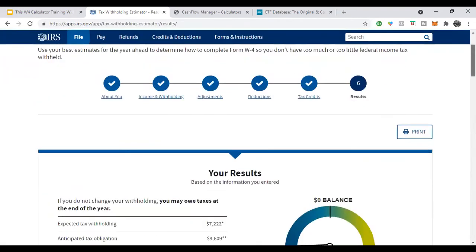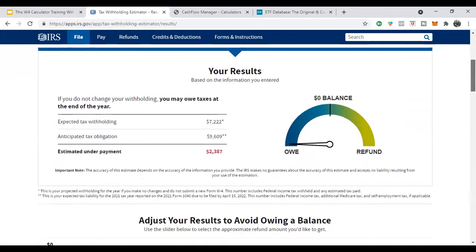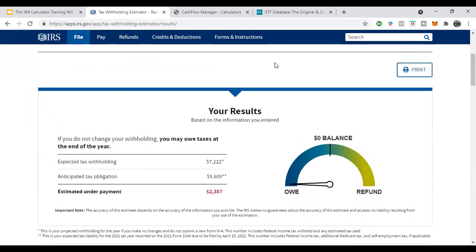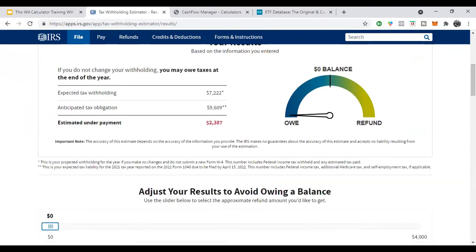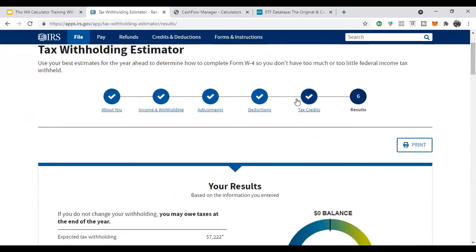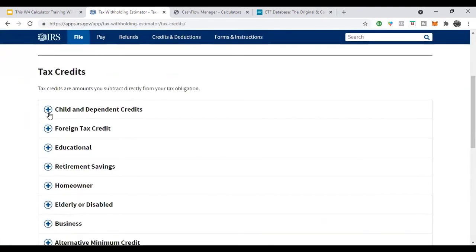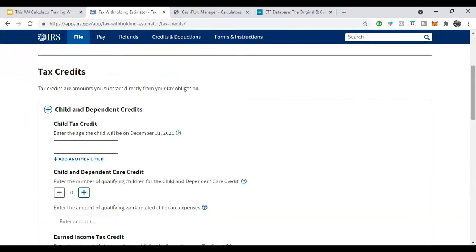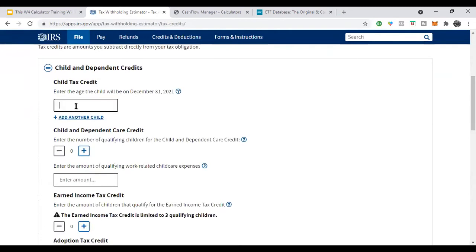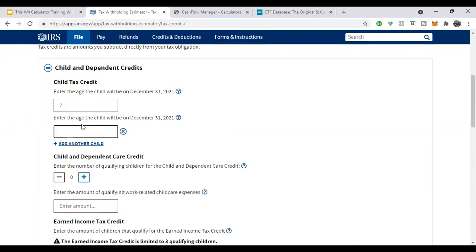So we're at the tax credit section, and now we're at the results. On this one, matter of fact, let's go back to the child because I just thought about something. I'm gonna go back to the child area because I want y'all to see what the adjuster tool looks like. Okay, so we're gonna go ahead and put that in? Yes. Okay, so the age that the child will be December 31st, we'll just go with the ages 7. Yeah, they had 7 and 10. 7 and 10.